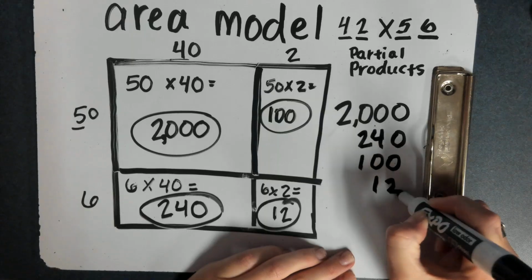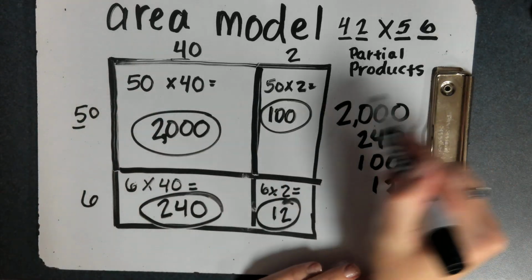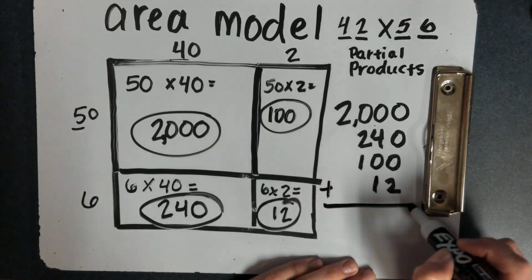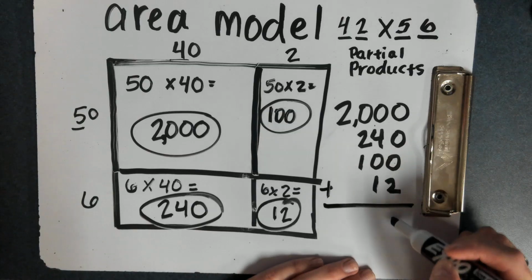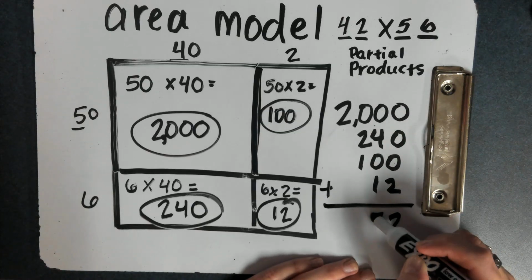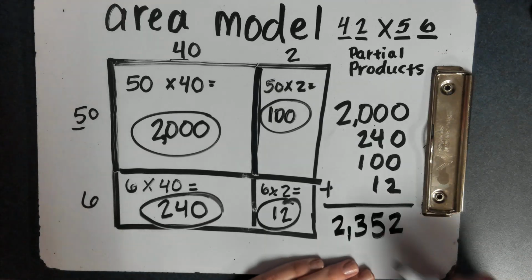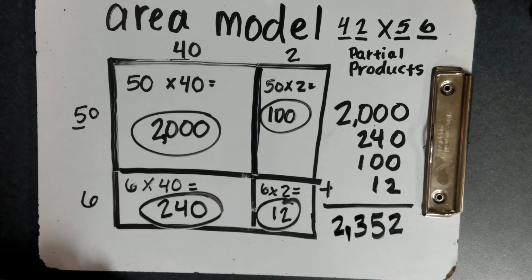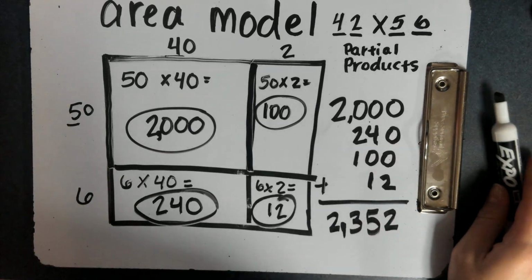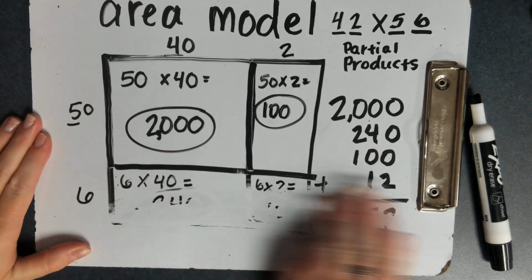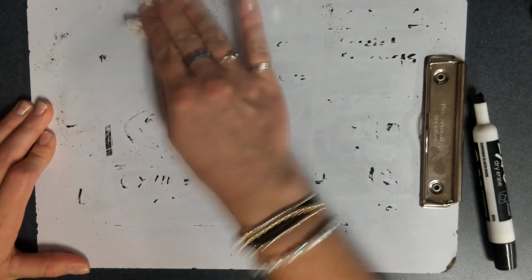Now, something that's crucial is I've done all this huge multiplication, and I don't want to mess up on something like my addition. So I want to make sure I line up all my digits by their place value and take my time adding these all together. And then I can see that my answer is 2,352. So that is the area model. I'm going to do one more question just to show that all again, and maybe show you another way it might look on your students' work.